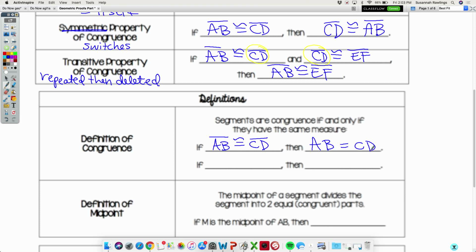I can also write that in reverse. If AB equals CD, then I know they are congruent. So we're just defining what it means to be congruent. This one is also really simple to find and prove because the only thing that's changing is the symbol. We went from a congruent sign to an equal sign, or vice versa. So if everything else is the same, but the symbol changes, then it's the definition of congruence.